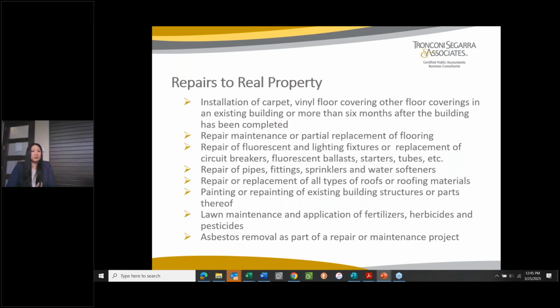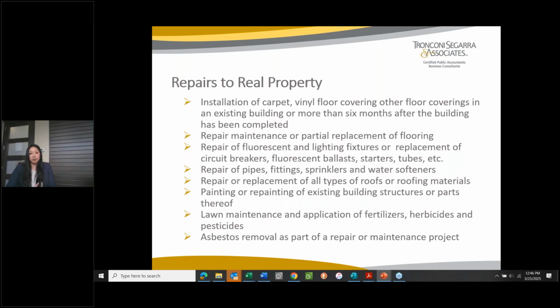Tom already touched on painting and repainting because it is also one of those weird things where it depends on the extent of the painting. So if you did an entire remodel and you were painting walls that were newly placed there for the first time, that would be considered an exempt capital improvement. But if you were patching a hole in the wall and then you had to repaint over that section, that would be a taxable repair. Lawn maintenance, we already talked about as well, would be taxable.